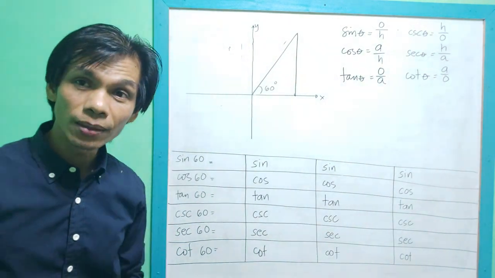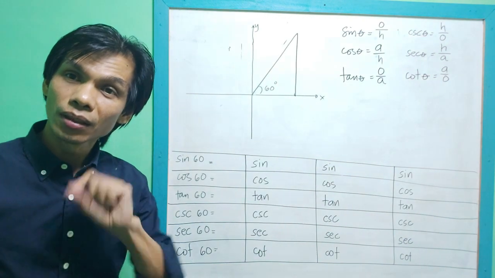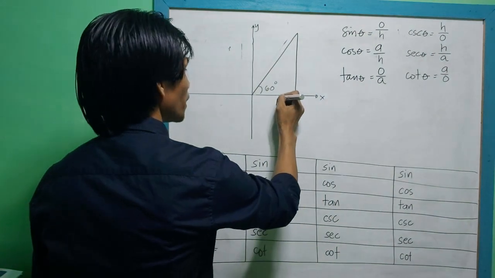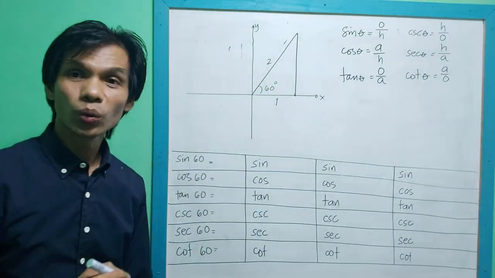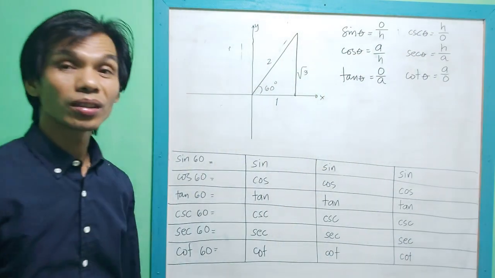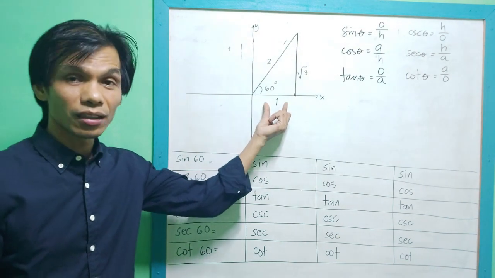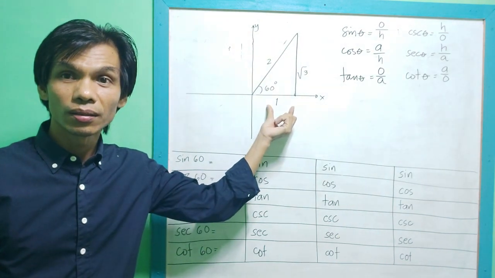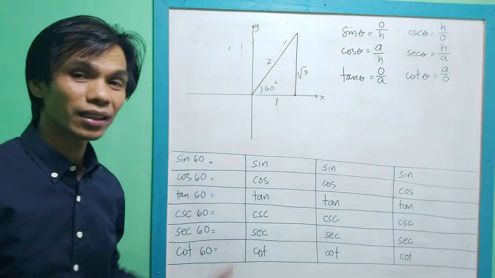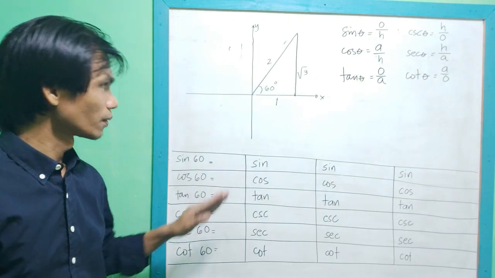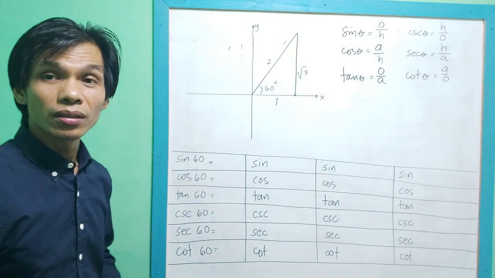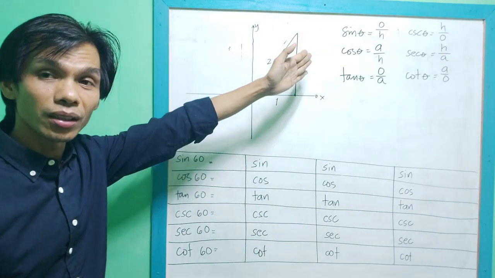Ano yung sabi natin kanina? Correct. Ang pinakamaigsi ay 1. Ang pinakamahaba ay 2. And this is square root of 3. Ito na yon. Diba? Sa 60 degrees, mas maigsi na ito. Okay? So, ayan. Naglagay na rin ako ng ganito para mas mabilis. So, in 60 degrees, ano nga yung sine? Take a look at that one.